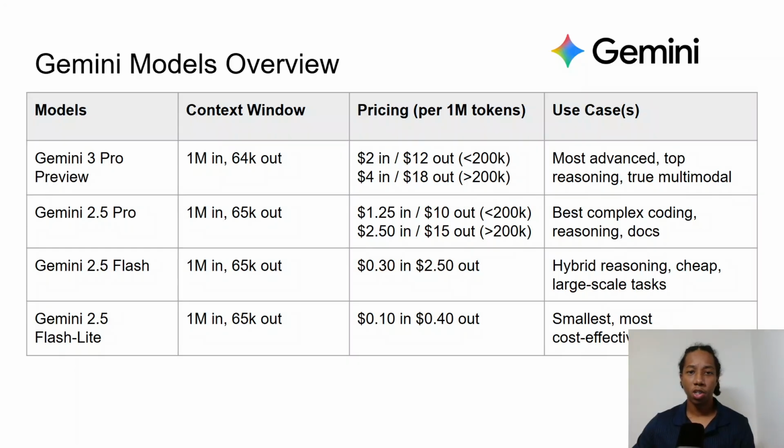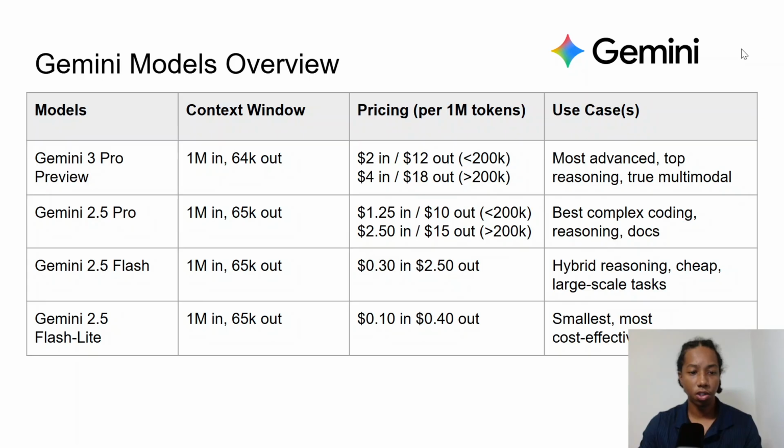In terms of comparison of older models such as 2.5 Pro, 2.5 Flash, and 2.5 Flash Lite, their in and out context windows are basically the same. So what that means is that for every 1 million tokens inputted, they'll output 64K to 65K. In terms of pricing, however, there is a slight difference.